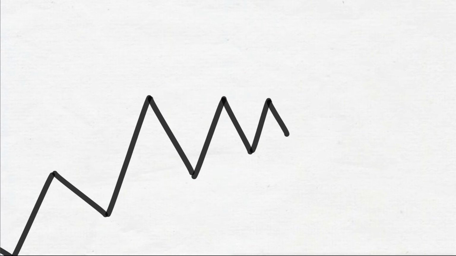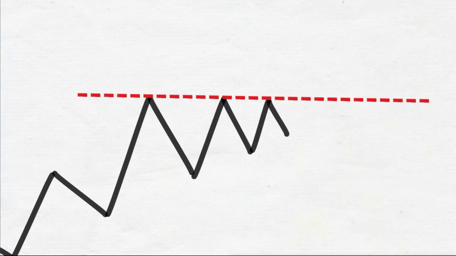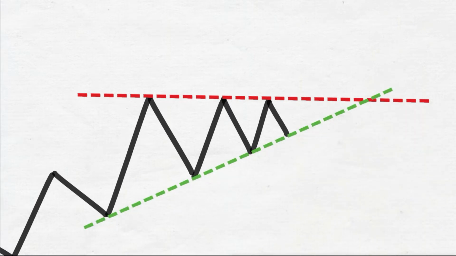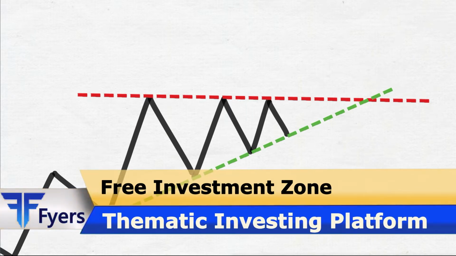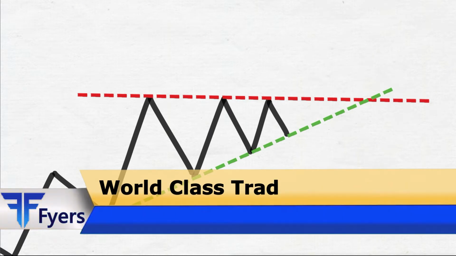Now, when we connect these points, we will get a horizontal line, which is the resistance line. And when we connect these two points, we get an upward sloping line, which is the support line. From the third touch on both sides, we can confirm that this is an ascending triangle. So, you might have very well noticed by now that due to the battle between buyers and sellers, the price moves in a range and we can call this consolidation.